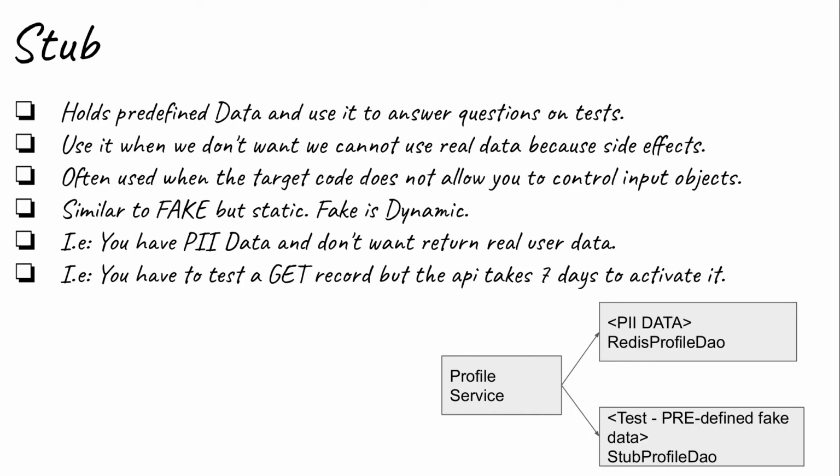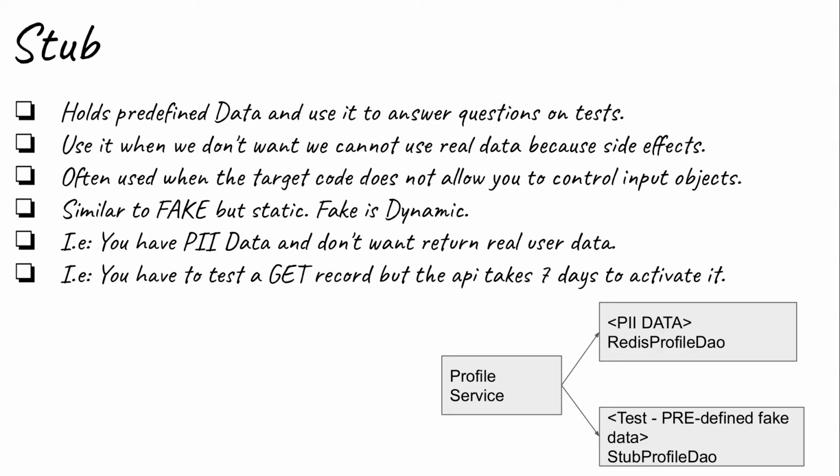Now the next flavor is stubs. A stub is a simple mock, or the simplest form of mock possible. They hold predefined data, and they use that data to answer questions in the tests. Although that might sound philosophical, it's just methods with hard-coded values. So we use them when we cannot use real data because there are side effects, like I said, in a legacy system.